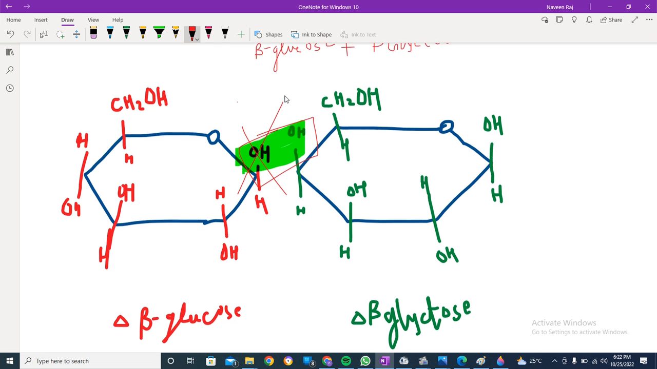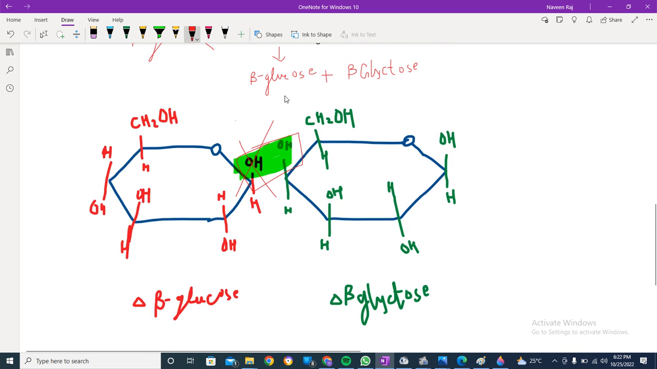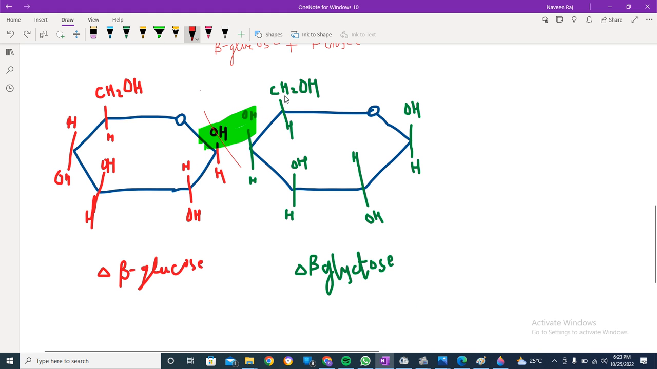Now what will happen? Use your mind. We are combining the galactose and glucose. What can you do? The only thing you can do over here is shuffling. The beta galactose will come first, and the beta glucose will come second. Then you need to check whether it's working or not.